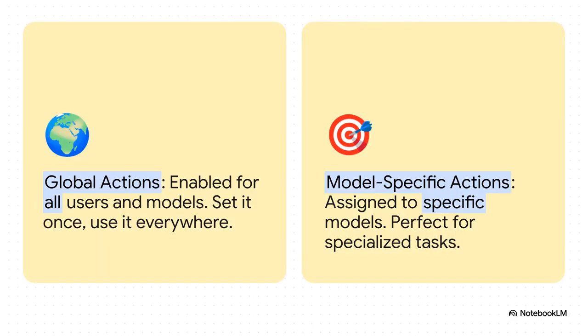You also get total control over where these action buttons show up. You can make an action global, which means it's available for every single user and every single model. Set it once, use it everywhere. Or you can get really specific and assign it to particular models. This is perfect for specialized tools like a Generate Python code action that only shows up for a coding model.